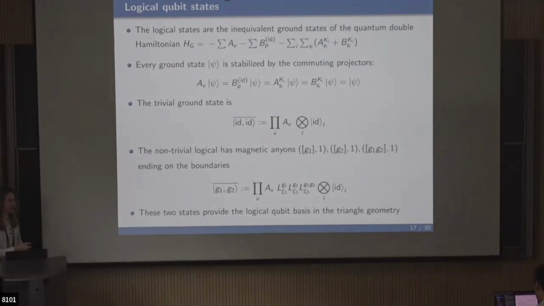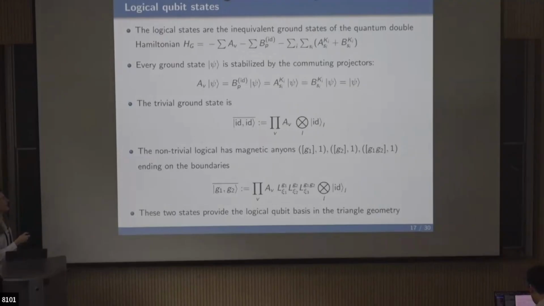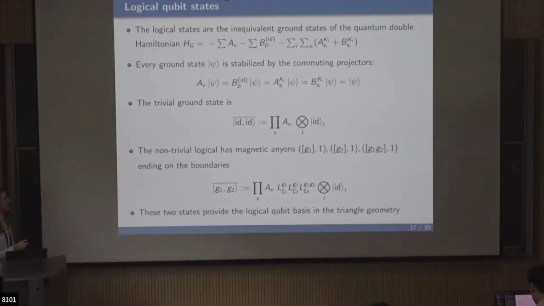Okay, so as we've seen, the Hamiltonian has these AV operators and the BP operators. And these terms appearing in the Hamiltonian are now commuting projectors. So the ground states, i.e. the logical states, actually have to minimize the bulk AV and BP terms and the boundary ones. In particular, we can write the trivial one by just taking the tensor product of identity group elements, which automatically minimizes the BP terms, and then applying the product of AV terms.